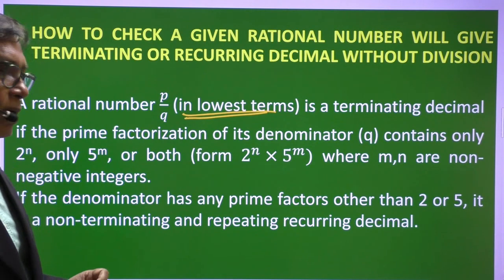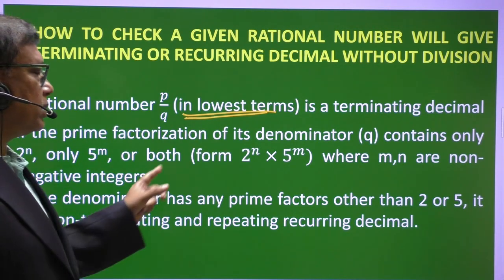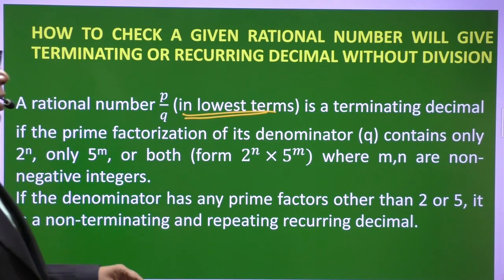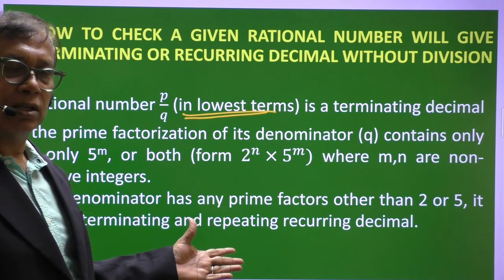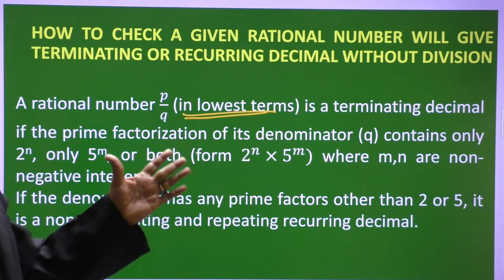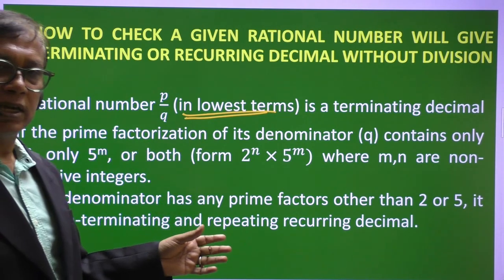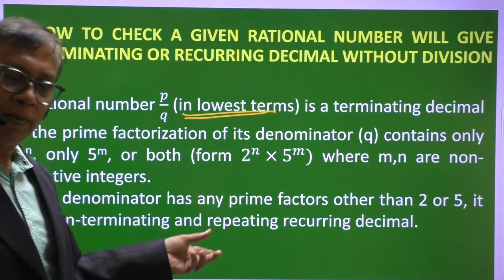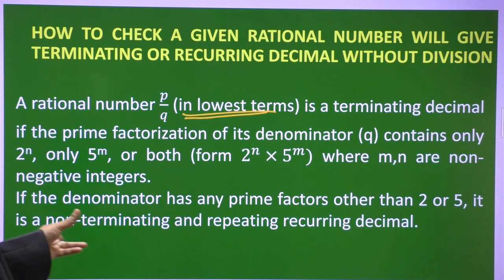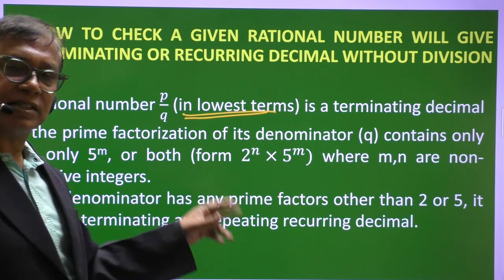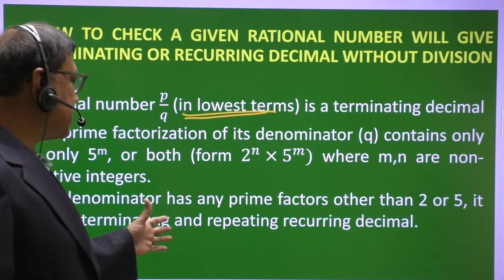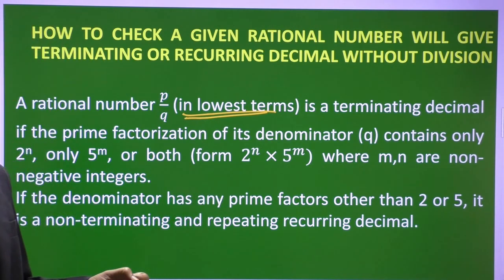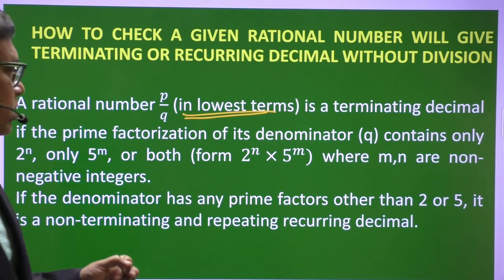Is it clear? But if the denominator q contains any other prime factor besides 2 and 5, then the rational number will give a repeating and non-terminating decimal, that is, a recurring decimal. I think this part is clear.